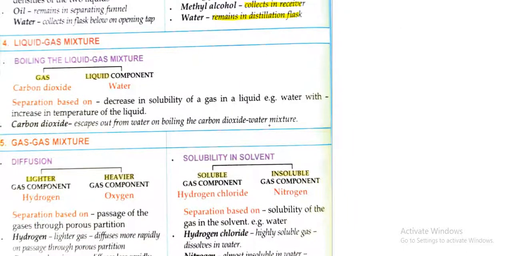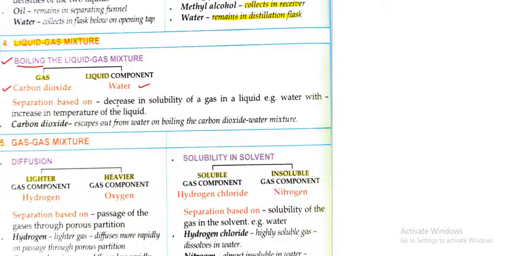Next one is liquid-gas mixture. How do we separate a liquid-gas mixture? Let us take an example. A liquid-gas mixture can be separated by boiling it. If we boil, then the gas will separate out from the liquid. We have taken the example of carbon dioxide and water.